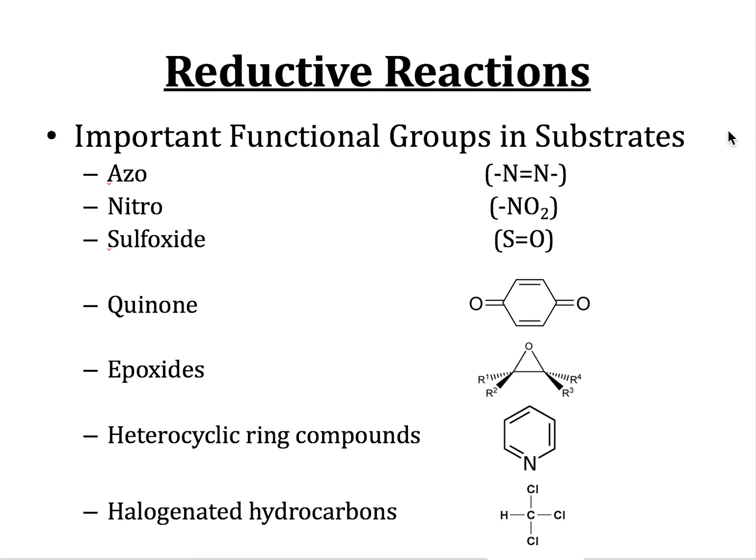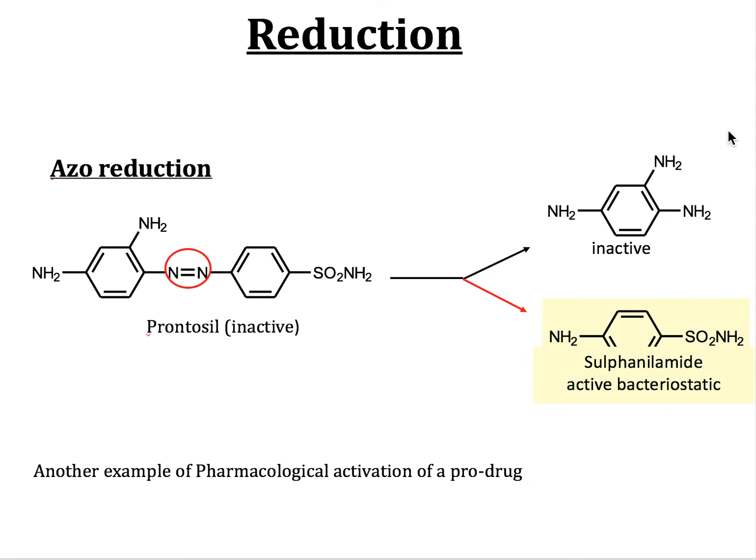Now, an azo reduction: Prontosil is usually inactive when you start with it. So again, first you look for that functional group here, and now it's a reduction, so it's reduced by cytochrome P450 reductase, and it can form two ways. You can either have NH2, so it's an addition of hydrogen, remember, this is reduction, which is the inactive form, or we can have sulfanilamide, which is the active bacteriostatic.